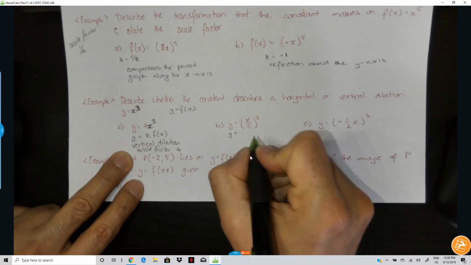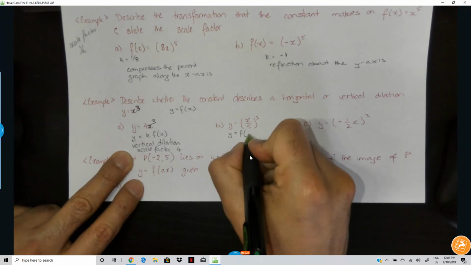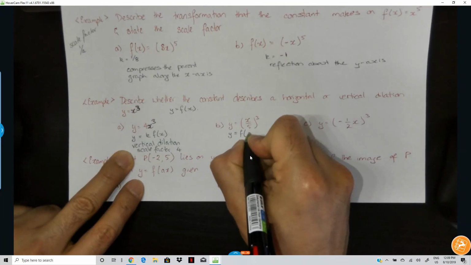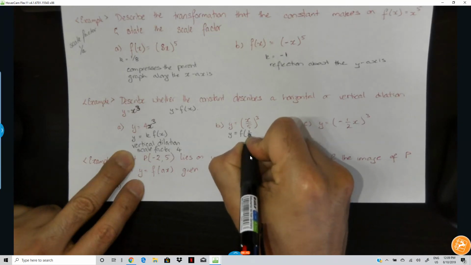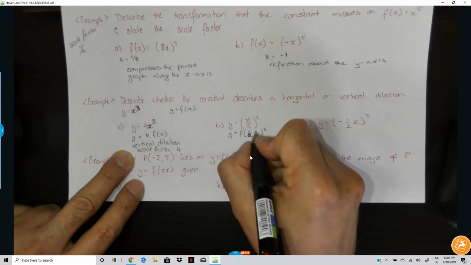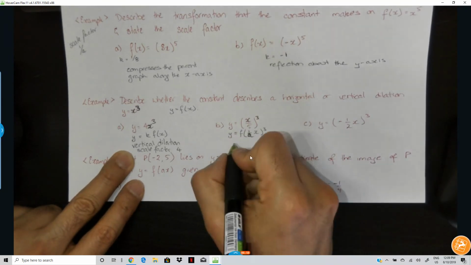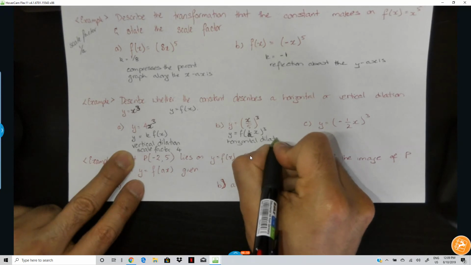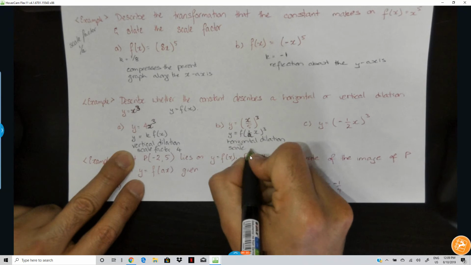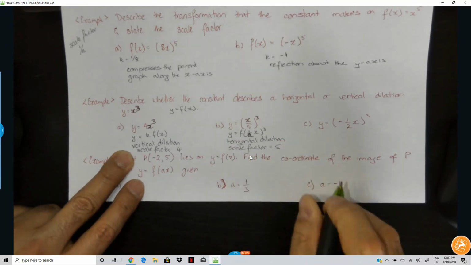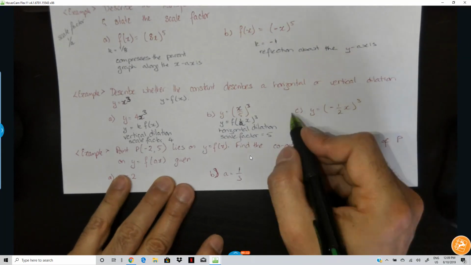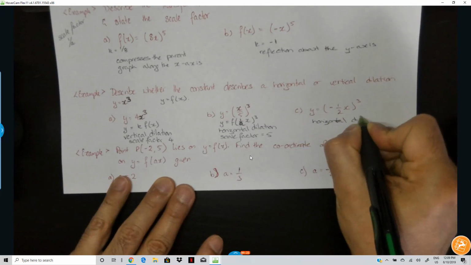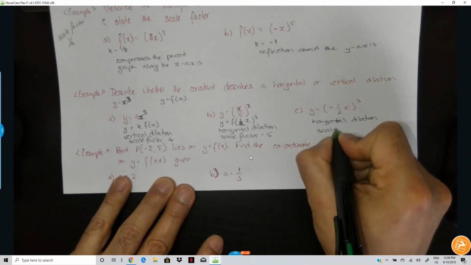Here we have, this is like writing y equals f of, which variable do I use, 1 over k, or 1 over a, x cubed. Because it's on the inside of the brackets, this is going to be a horizontal dilation. And the scale factor here would be multiplying by 5, because of 1 over a. Once again, this is going to be a horizontal dilation, and the scale factor in this situation would be 2.